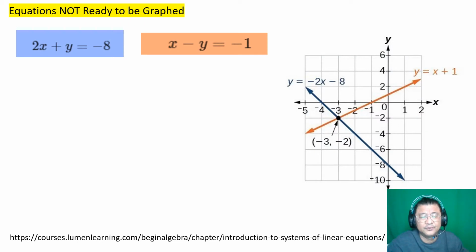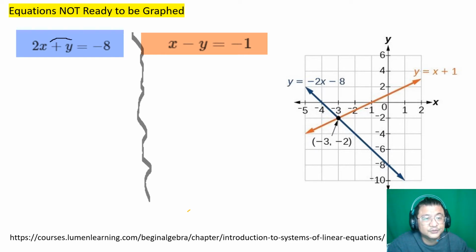Now, let's try another one. But sometimes, guess what? The numbers given to you are not friendly. You cannot easily graph it. So how do I make it friendly? So this is what you're going to do. Remember, y is equal to mx plus b. That's going to be our goal. So y should be alone. All right? Y should be alone.